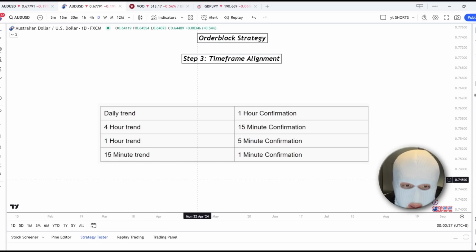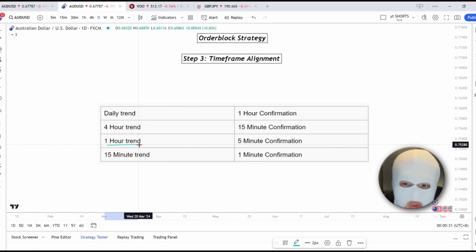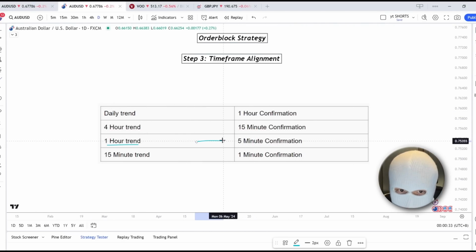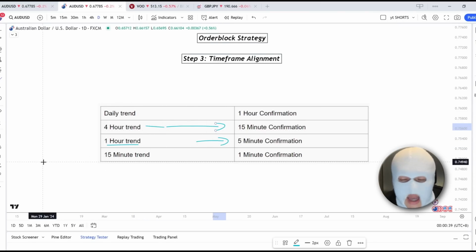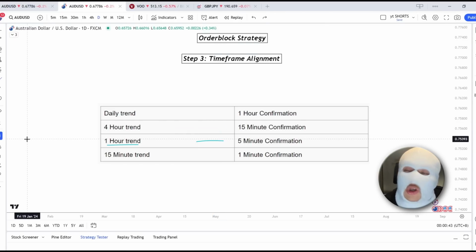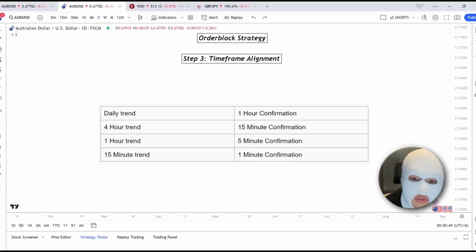Step 3. Time frame alignment. If you're using the 1 hour order block, look for your confirmations on the 5-minute time frame. If you're using the 4-hour order block, look for the 15-minute time frame for your confirmations. This time frame alignment is extremely crucial. You don't want to be jumping the gun on your confirmations. There shouldn't be too big of a jump in the time frames from your high time frame order block to your lower time frame confirmations. From my personal backtesting and experience of trading 7 years, this alignment has worked the best for me.